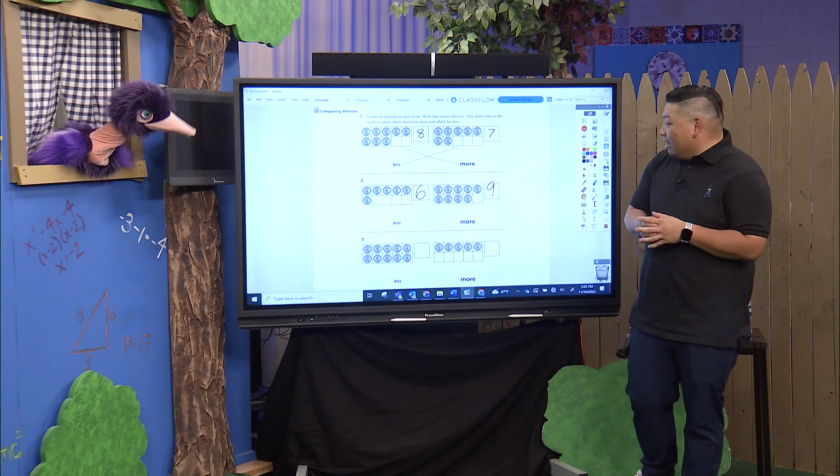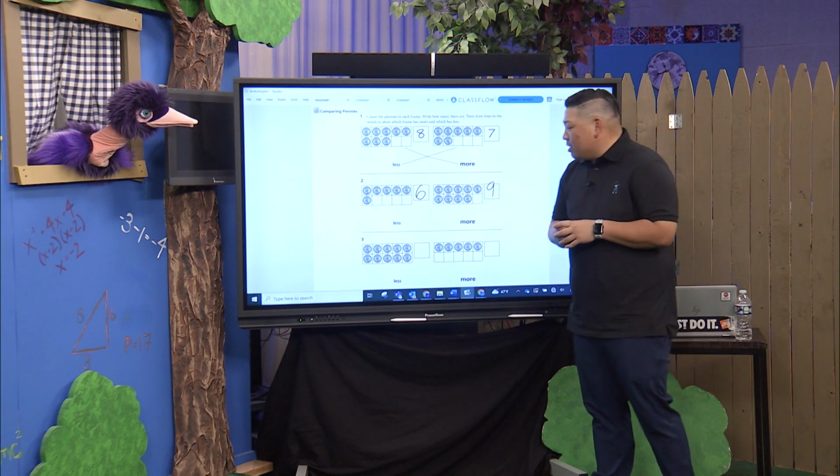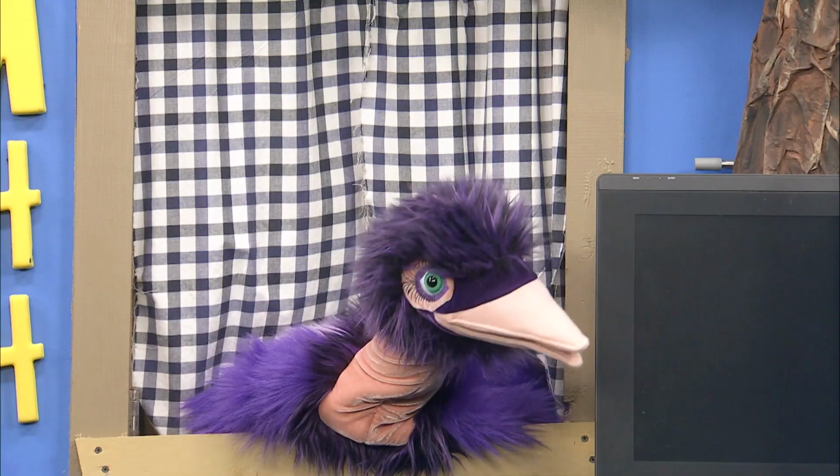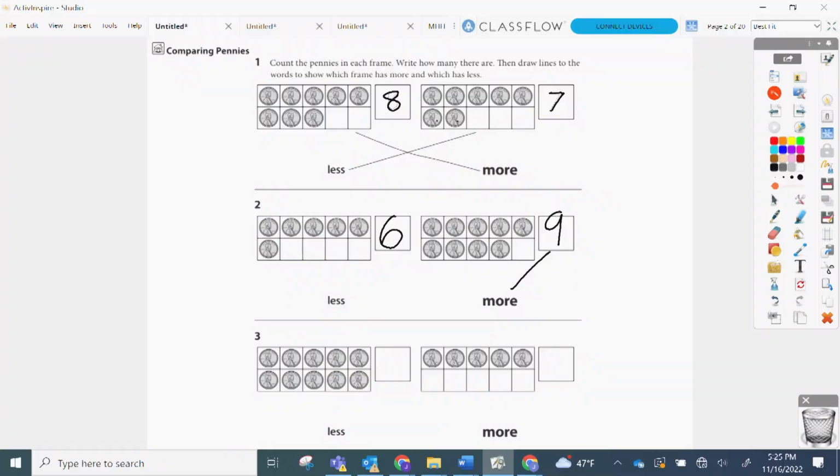All right, so which number associates with less? Which one is more? Well, 9 is more than 6. So 9 is more, and 6 is less. There we go.